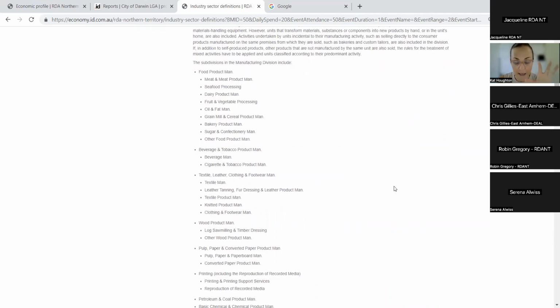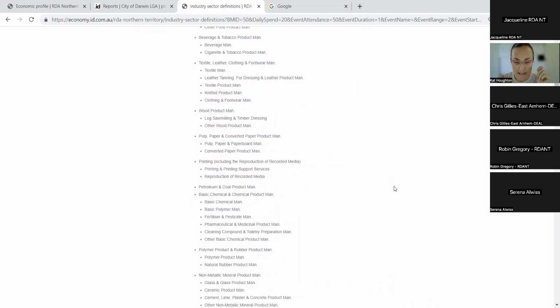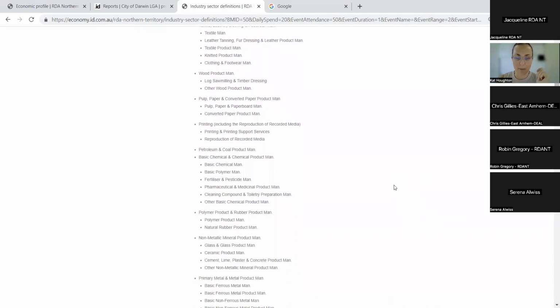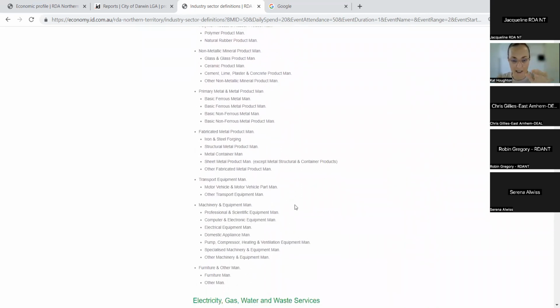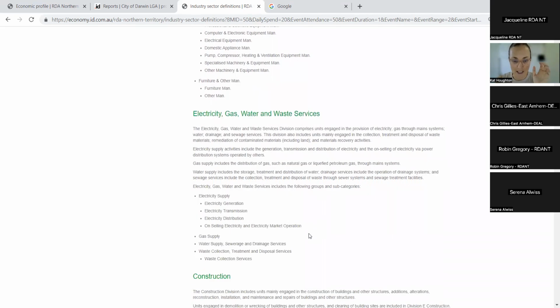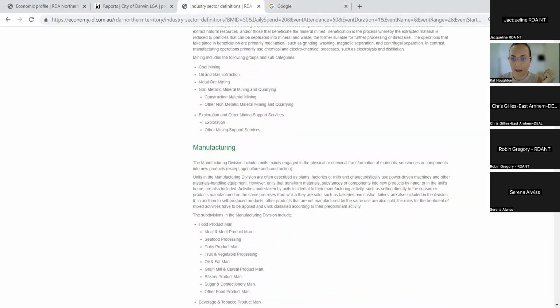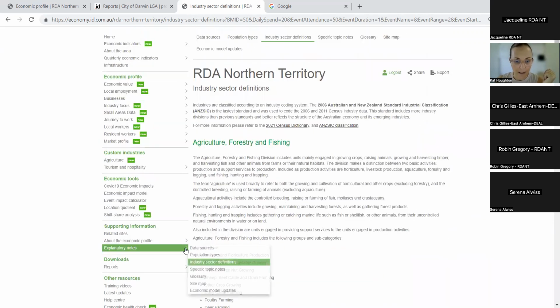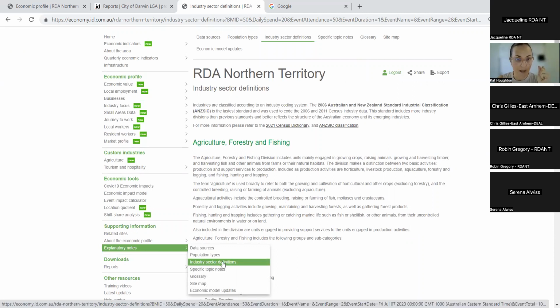When I was working in councils, I used to always think, well, what is non-metallic mineral product manufacturing and things like this? You can come on here and it gives you a really good idea of what that is, and electric supply and all of that sort of stuff as well. So that's another little hint. You get your industry sector definitions, and I used to print that out and have it at my desk so that when I was doing grant applications and things like that, I knew exactly what those things were.